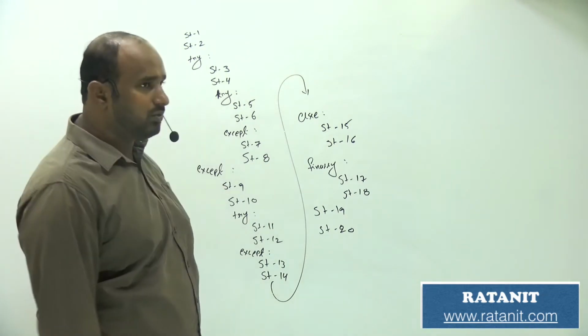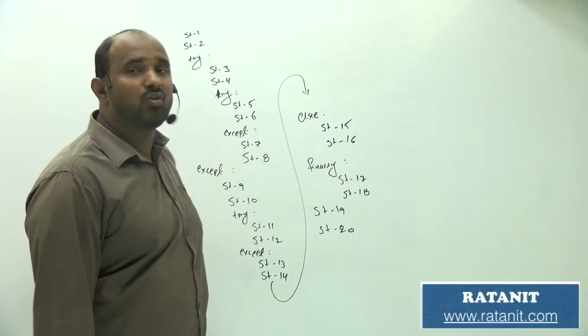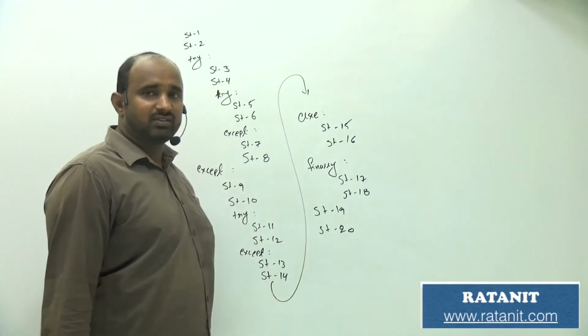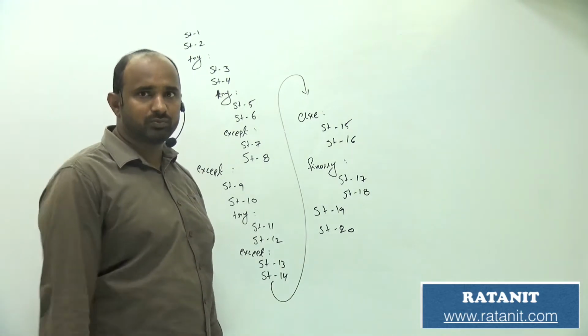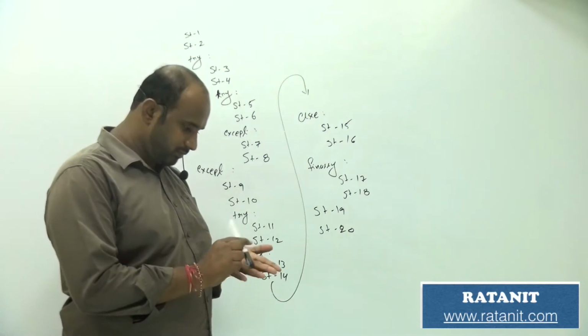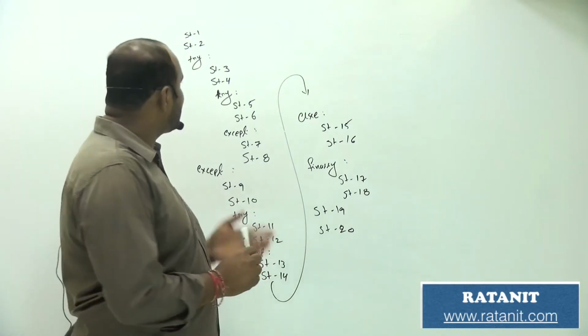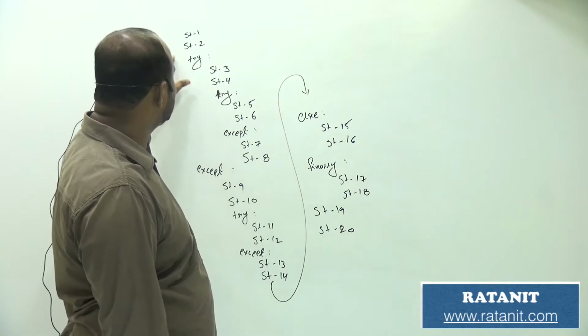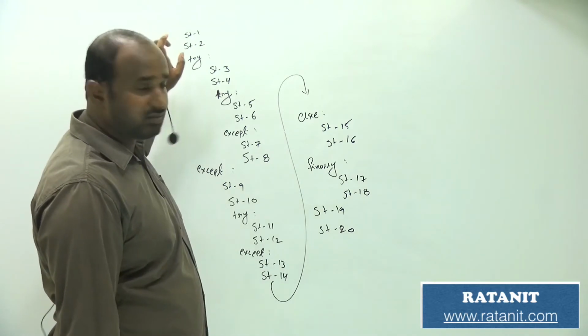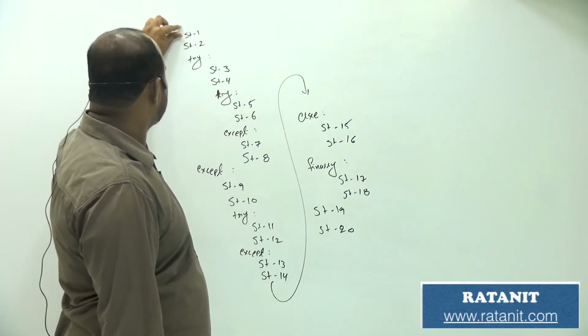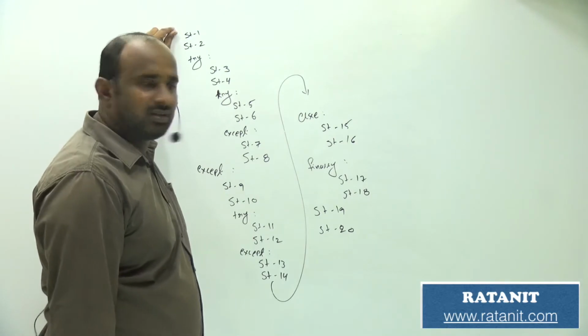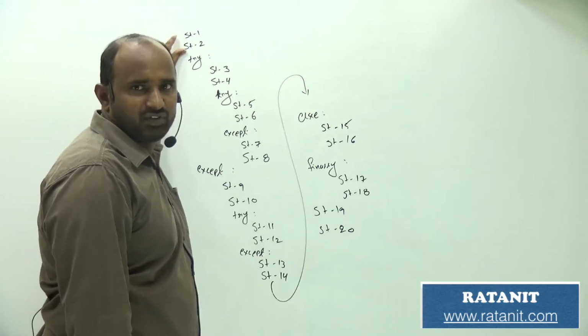And case 2. Exception raised in statement 2. Note down case 2. What did I say in case 2? Exception raised in statement 2. Then what is the output? If an exception is raised in statement 2, tell me here. Statement 2 means what? Statement 1 executed. Statement 2 exception raised.